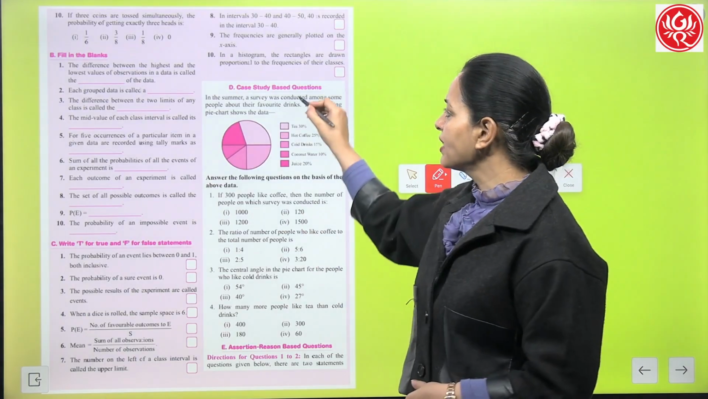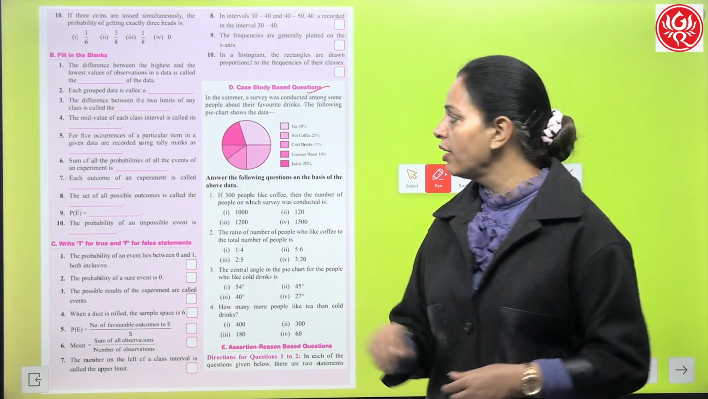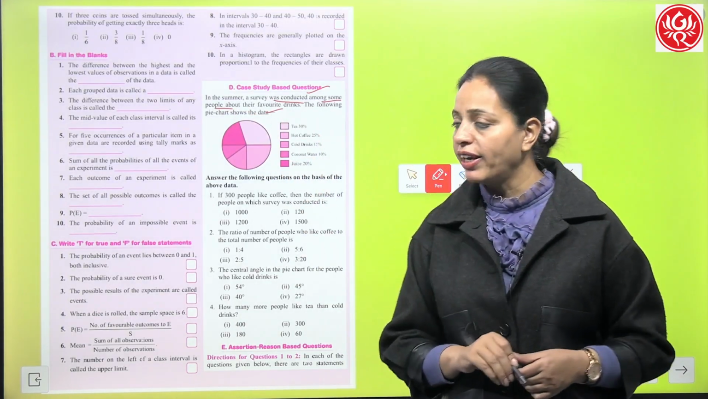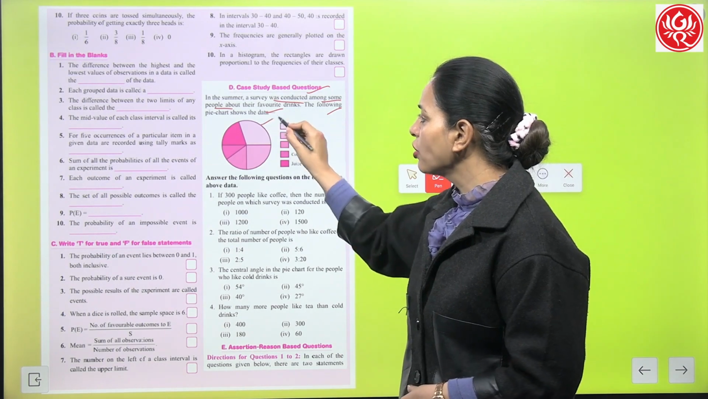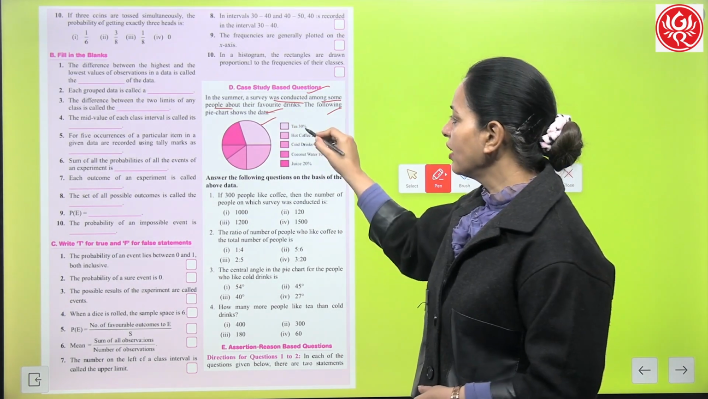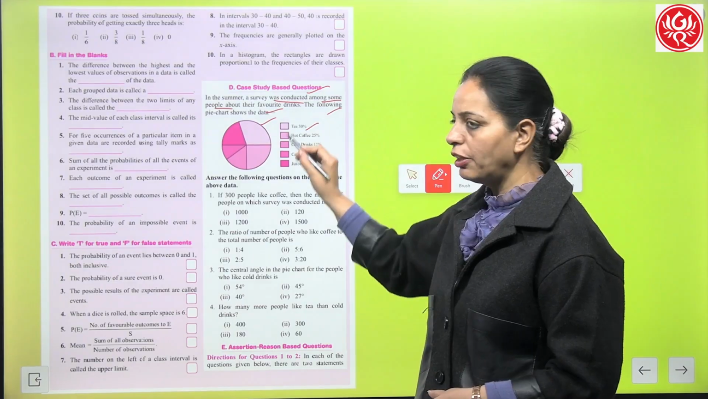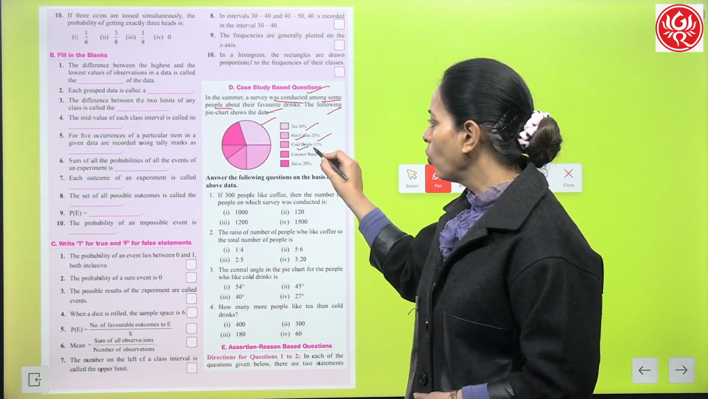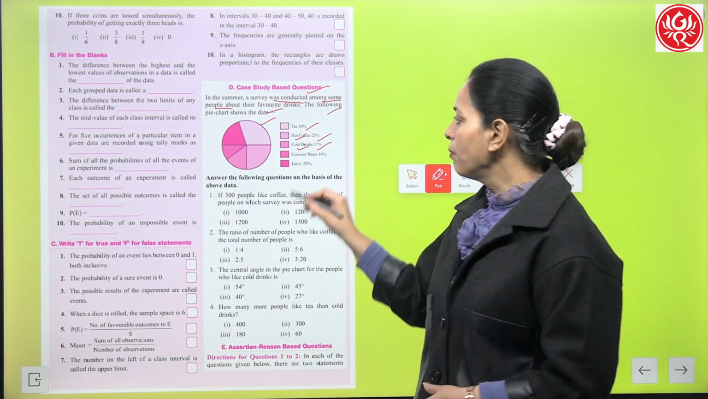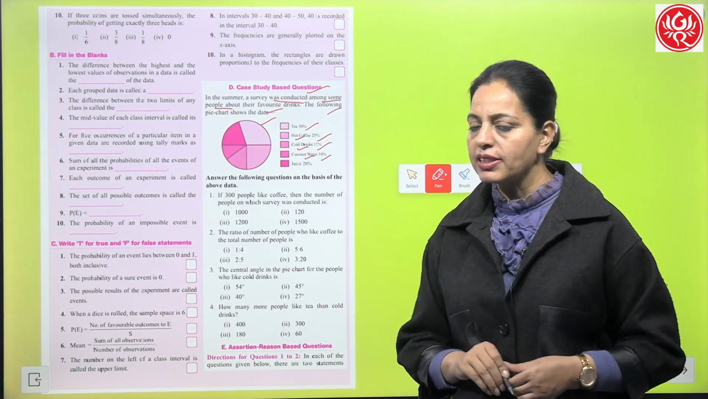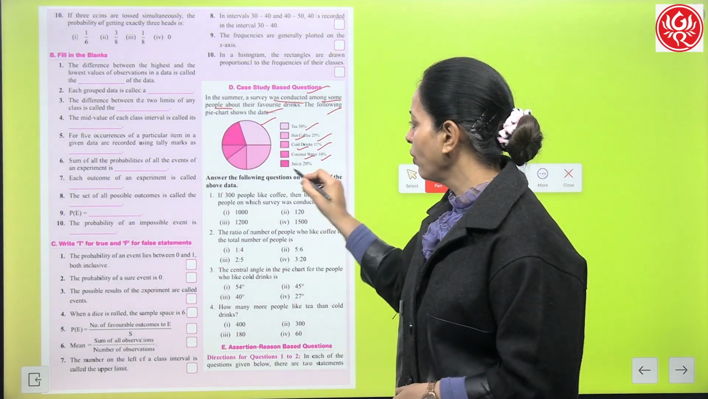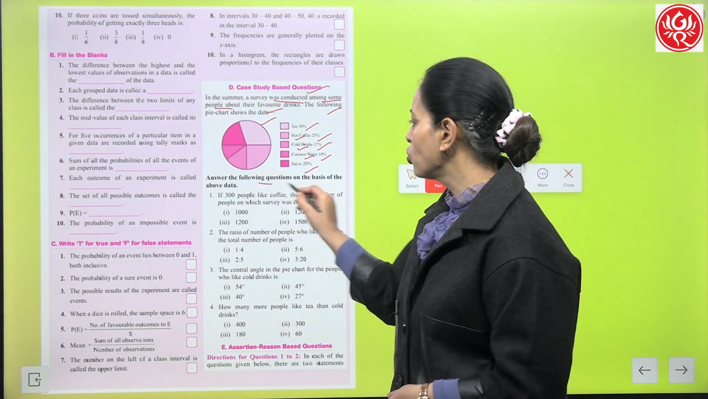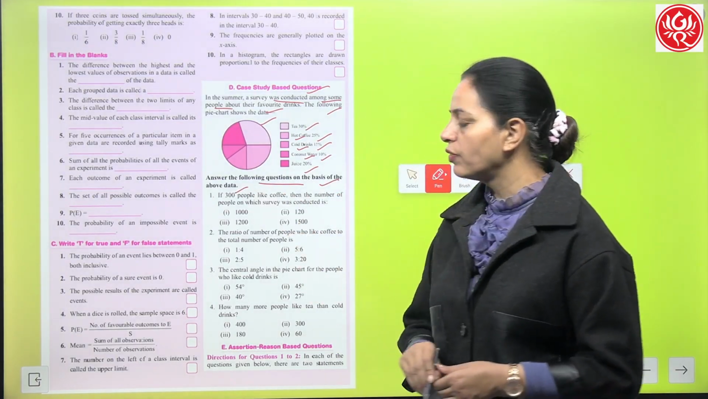Now D part, case study based questions. In the summer, a survey was conducted among some people about their favorite drinks. So here, the following pie chart shows the data. Tea 30%, light color, light pink. Then hot coffee 25%. Then cold drinks 15%. Then coconut water 10%. And the last, darkest one, that is juice 20%. So answer these questions on the basis of the above data.